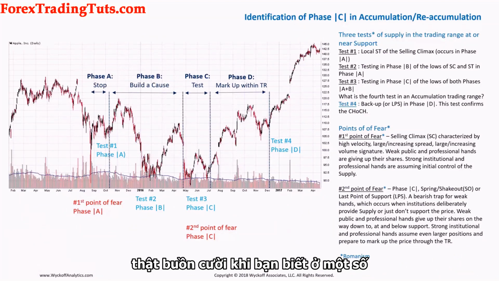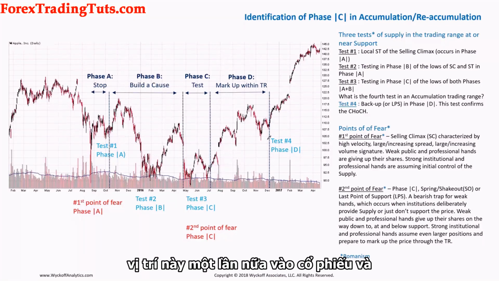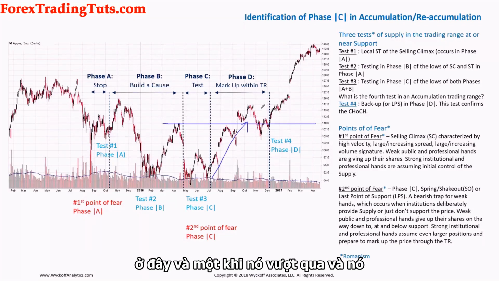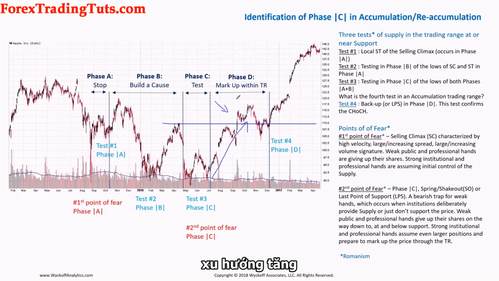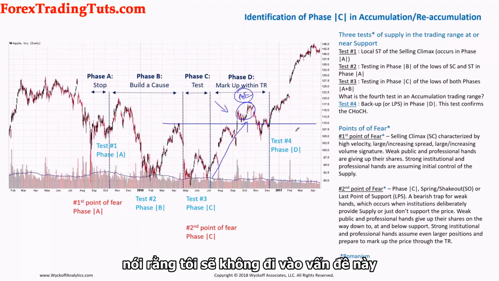So it's kind of funny, when you understand the mechanics of what happens next with weak hands. They said, never, never, never will I get into this stock again. And they are missing this whole rally right here. And once it becomes a CNBC item, and everybody's screaming it's in the uptrend, they're saying, I gotta go in. So they're establishing the position right here again. And they're saying, I said that I'm not going to go into this position, but this is the time now.